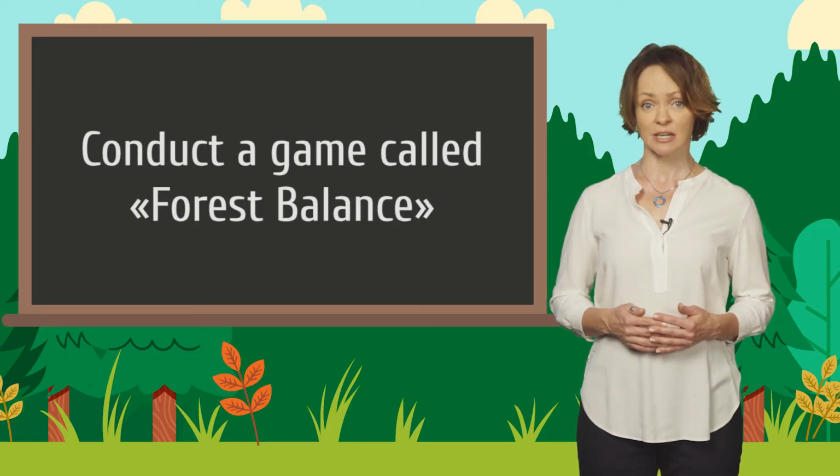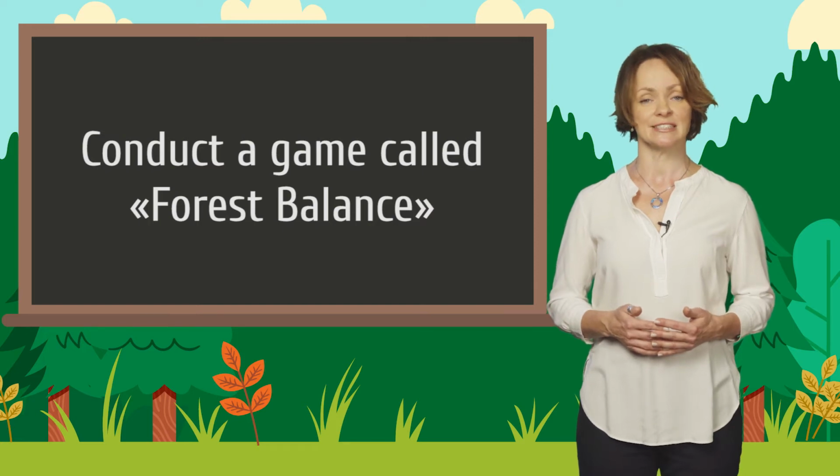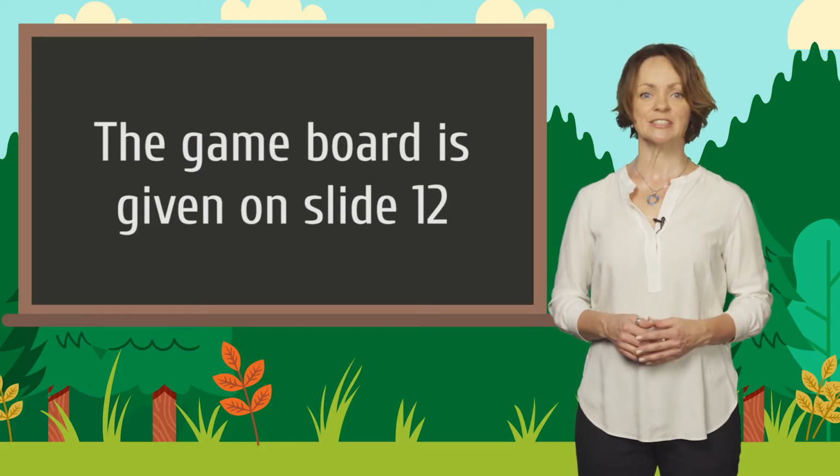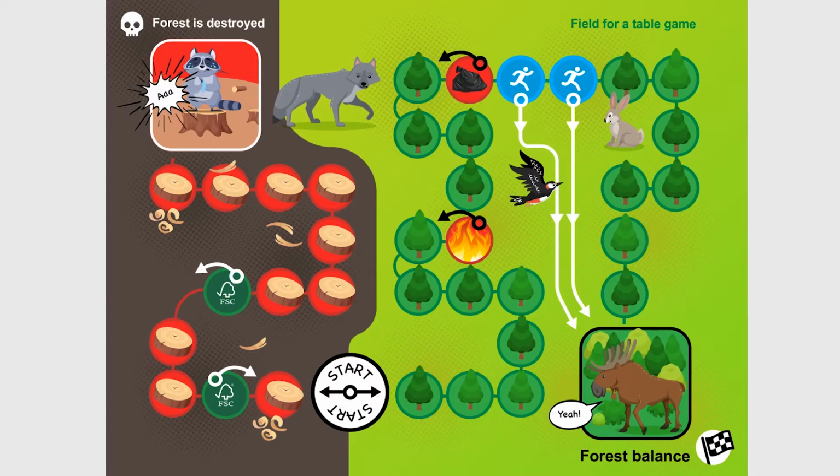To find a way out of this situation, conduct a game called Forest Balance. The game board is given on slide 12. To mark positions on the board, make sure that you get a counter ready beforehand. This could be a magnet, a sticker, or another similar object. Place the counter on the start square. Explain the rules by using the subscript text of the presentation.